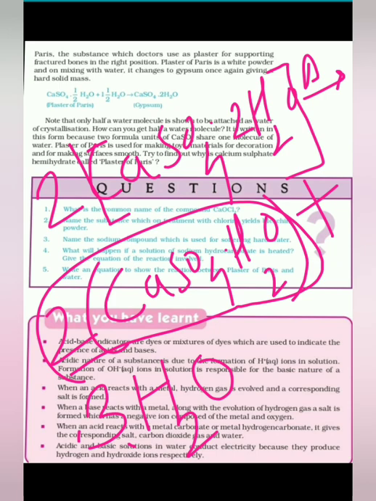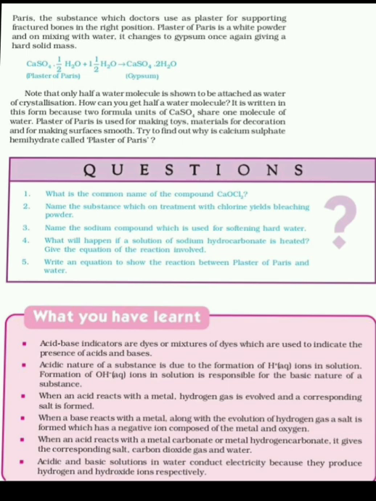Plaster of Paris is used for making toys, materials for decoration, and for making surfaces smooth. So all these are different uses of plaster of Paris. Students, with this we have completed our lesson number 2. As I told you, you have to remember all the chemical properties of acids and bases, all the salts, their preparation and their uses. Thank you and have a nice day.